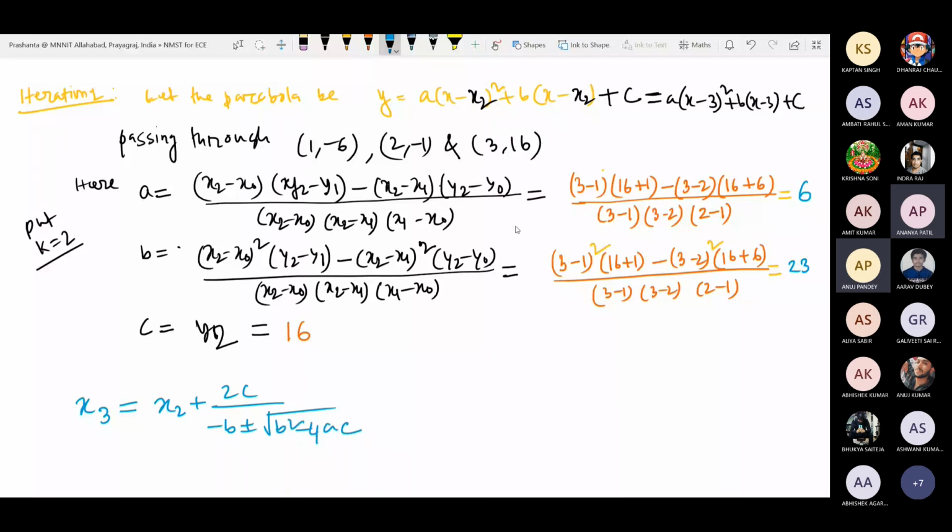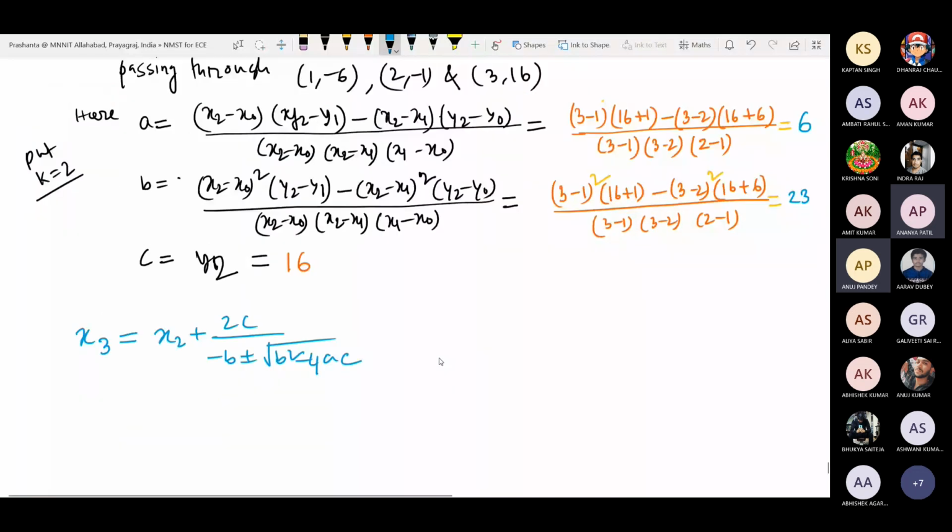Okay, so substitute here. What is x2? x2 is 3 plus 2 into c. What is c? 2 into c, c is 16, by minus b. Minus b is minus 23 plus minus under root b square, meaning 23 square, minus 4 star a, which is 6, star c, which is 16.